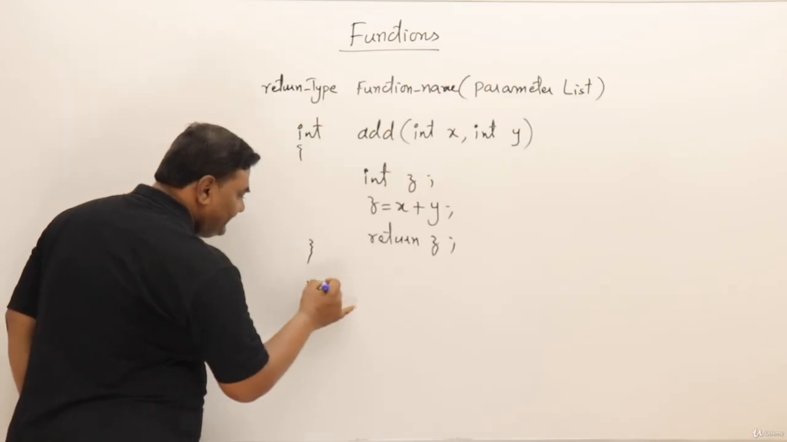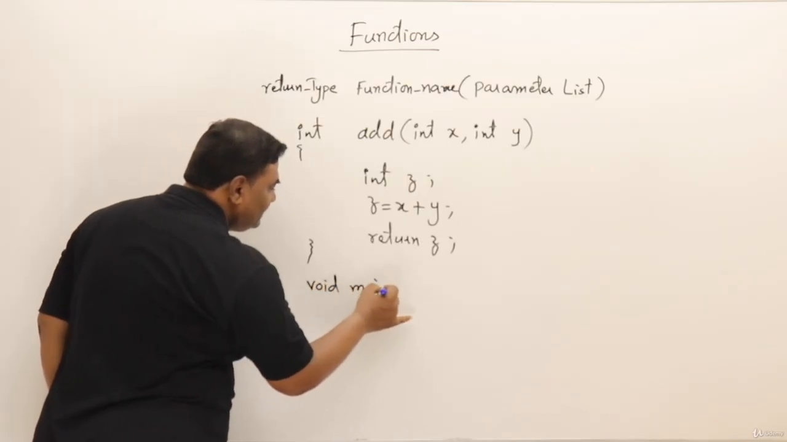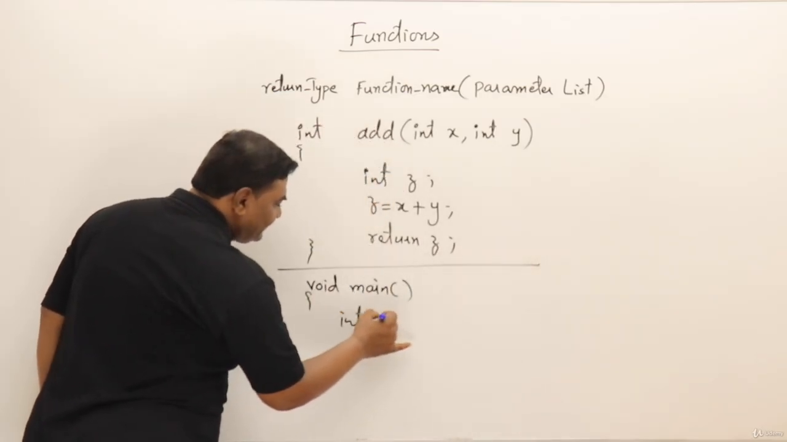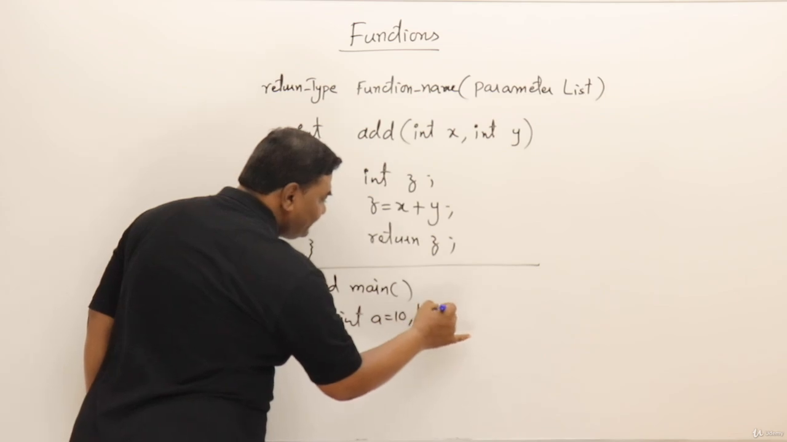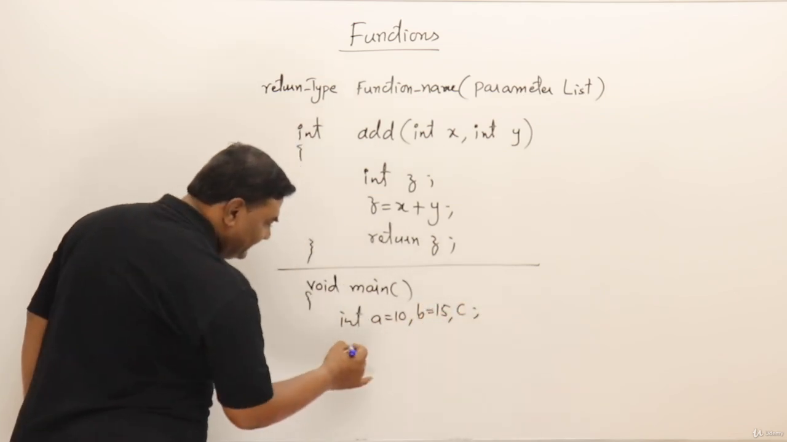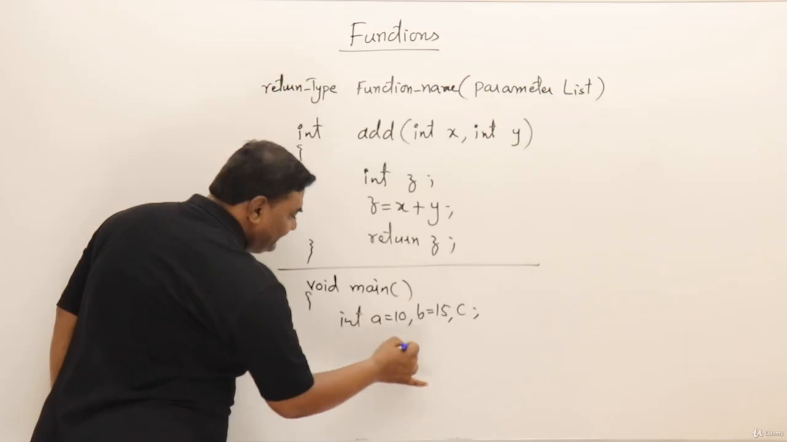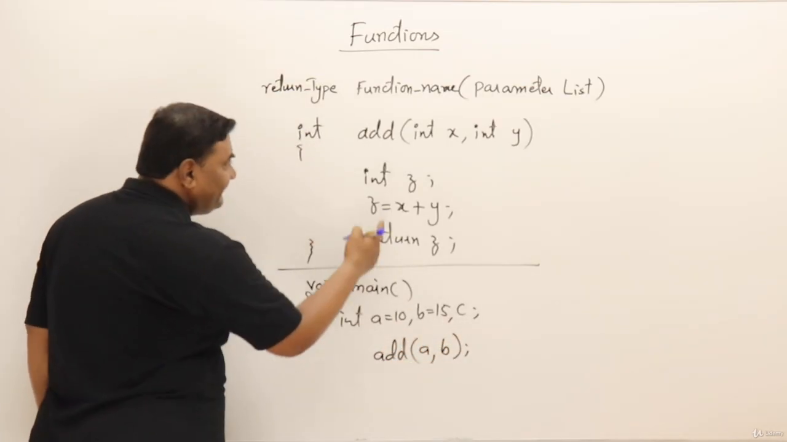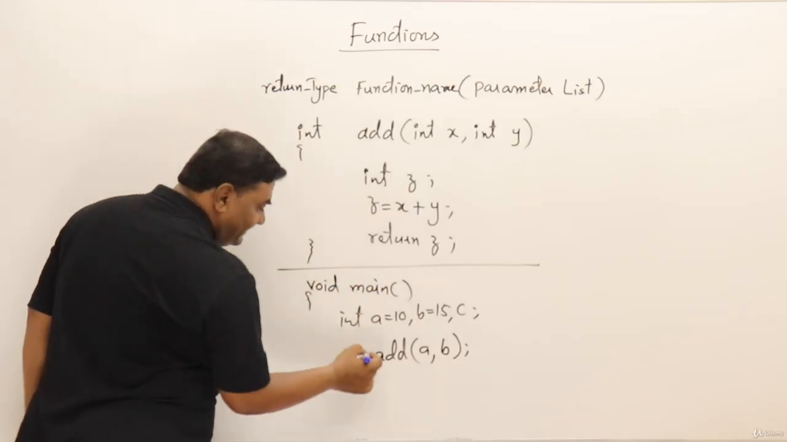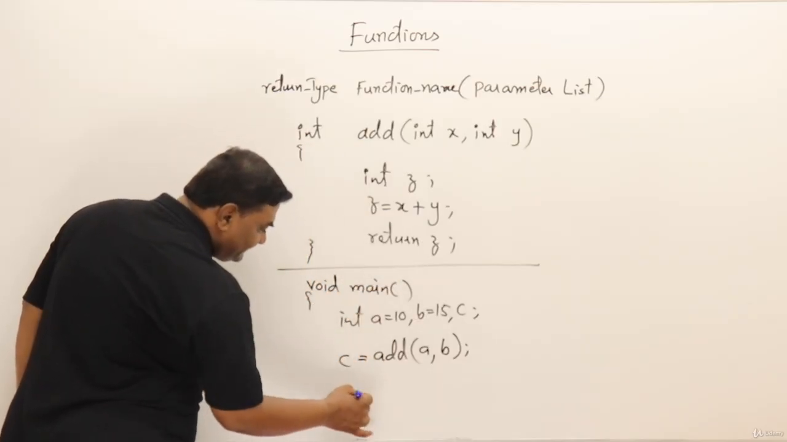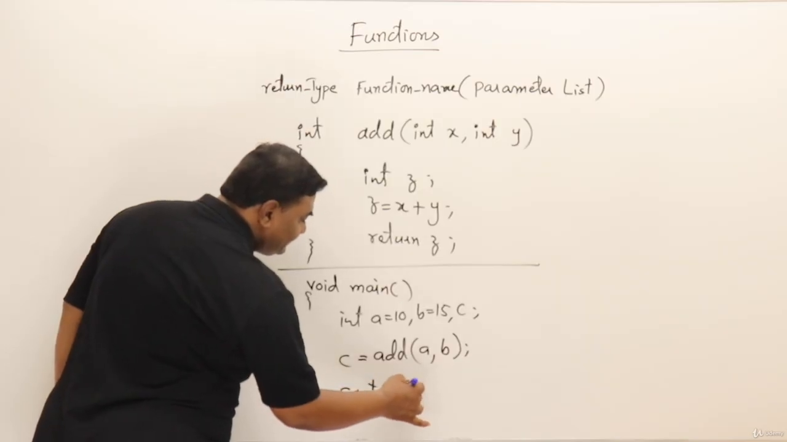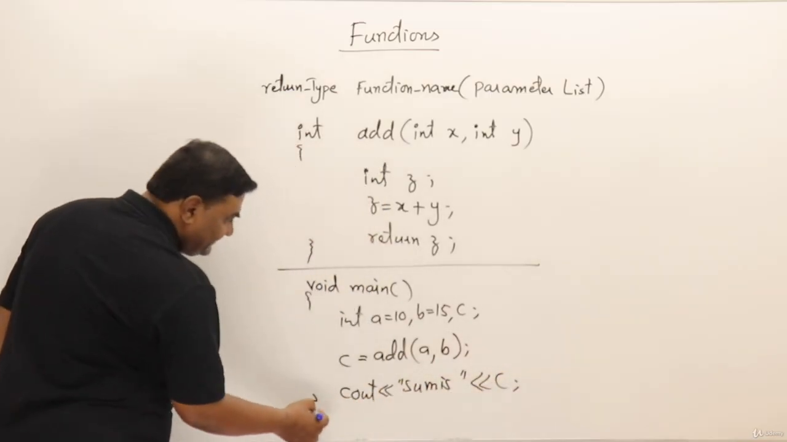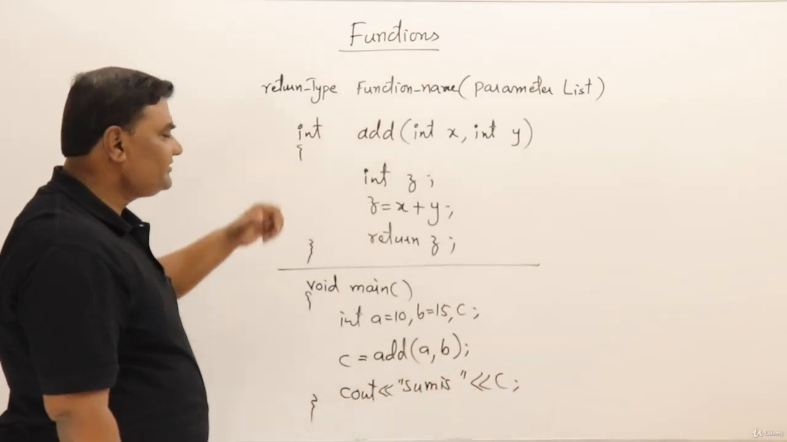So I will write void main. Just to separate them, I will draw a line. Here I will have two variables, a with value 10 and b with value 15. Then I will also have a variable c. Then I will say add, and I will send these two values a and b. Whatever value it is returning, this return value z, I will take it in c. Then here I will say cout sum is c. That's it. So this is the main function which is calling the add function.